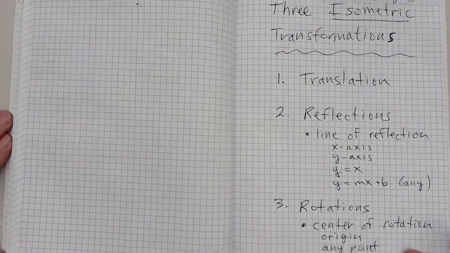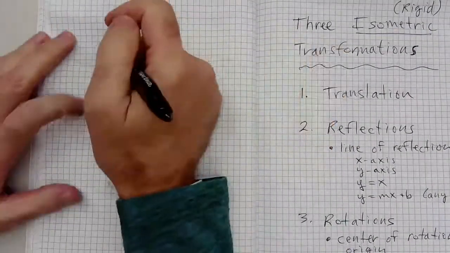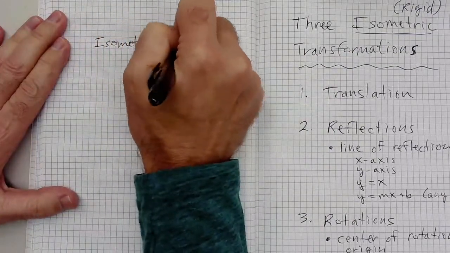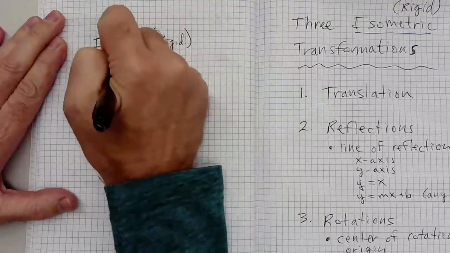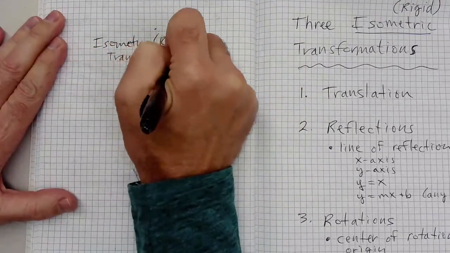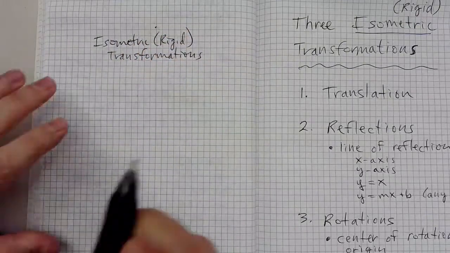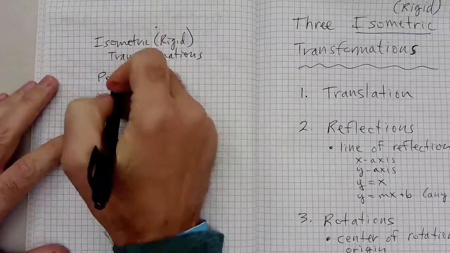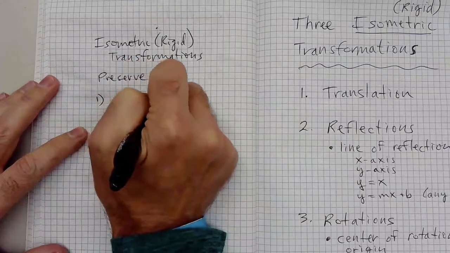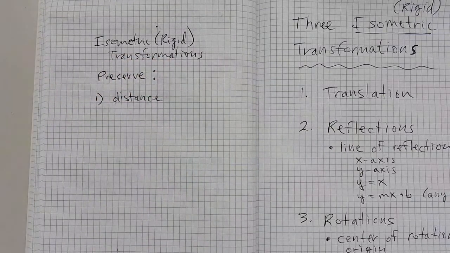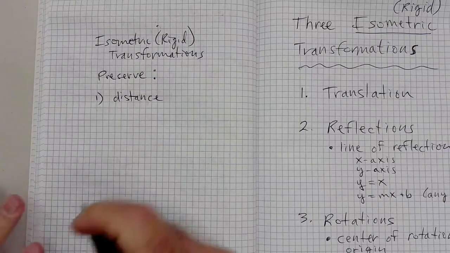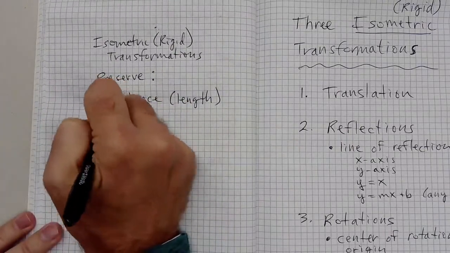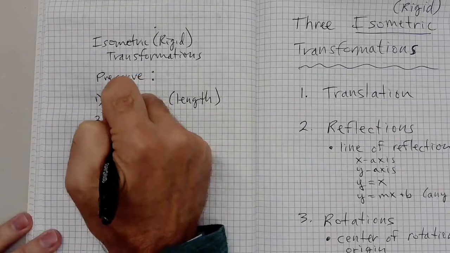So let's talk again about what makes something an isometric or rigid transformation. Well, isometric transformations preserve the following. They preserve distance. Okay, so in this case, we're talking about distance between points, or sometimes we can just think of it as length, right? Number 2, we preserve angle measures.